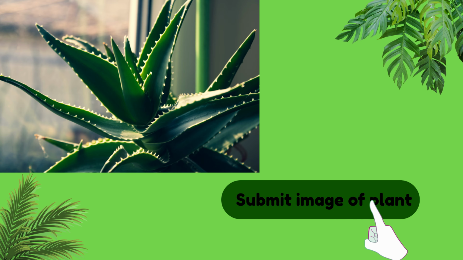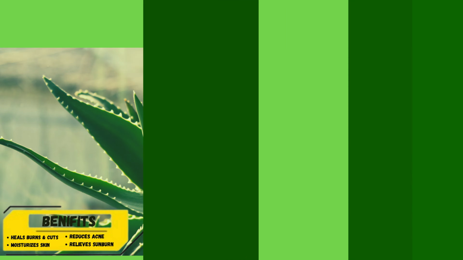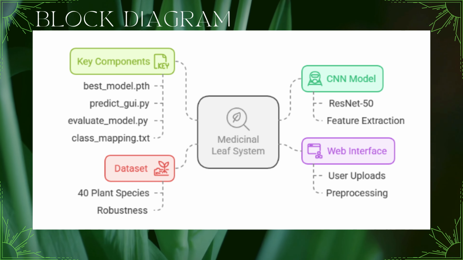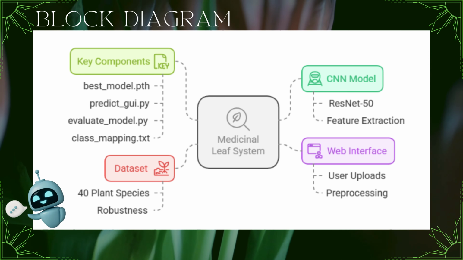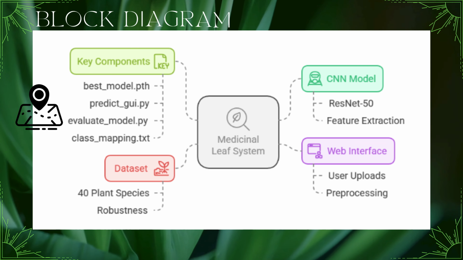This project classifies plants using their images and provides information such as their description, benefits, and properties. This is the block diagram of the Plant Classifier project. At its core are four main components. Key components include essential files like the train model, prediction script, evaluation module, and class mappings.